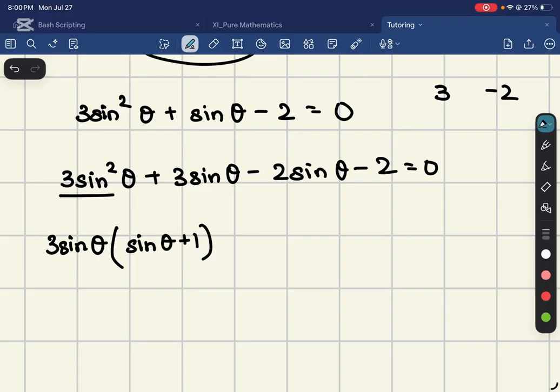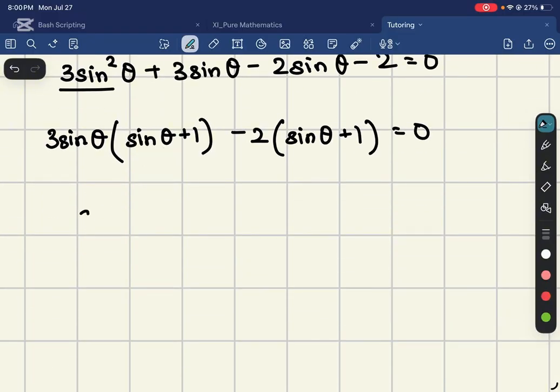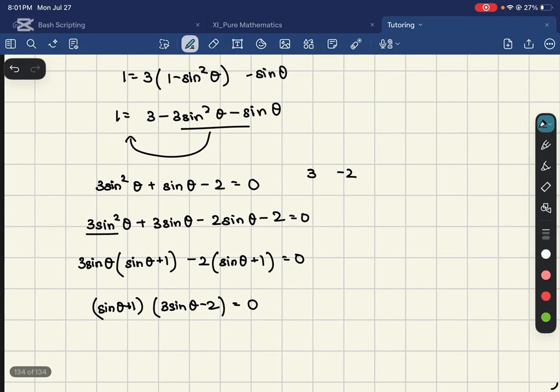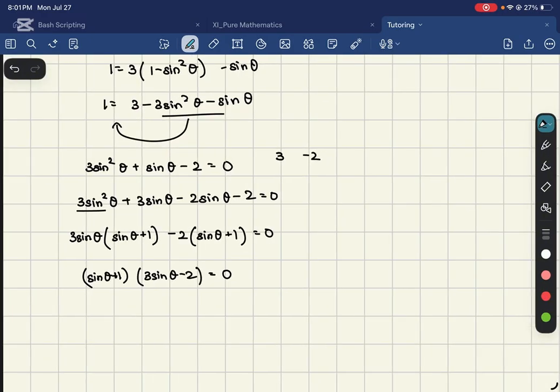And I get sine theta plus 1 minus 2. And I also get sine theta plus 1 again. So I get this expression: sine theta plus 1 and 3 sine theta minus 2. So this is something that I get, right? This is just something that we have done even in the previous videos.